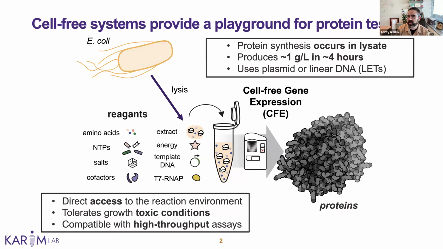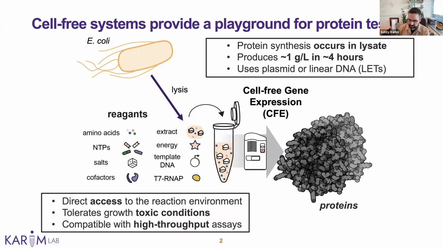We can produce greater than a gram per liter in about 4 hours. We can use plasmid or linear DNA, these linear expression templates. In the bottom here, what I'm fascinated by is we can now treat this like a chemical reaction. So we have direct access to the reaction environment. These systems can tolerate growth toxic conditions, and they're compatible with high throughput assays. So we can make proteins and we can study proteins.